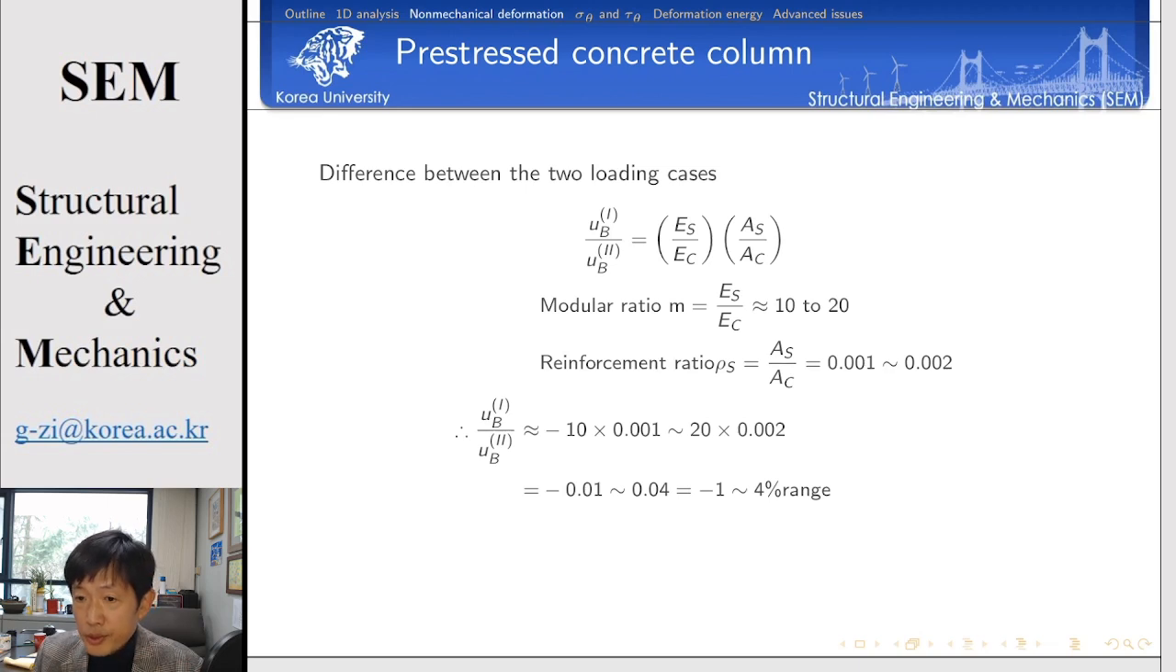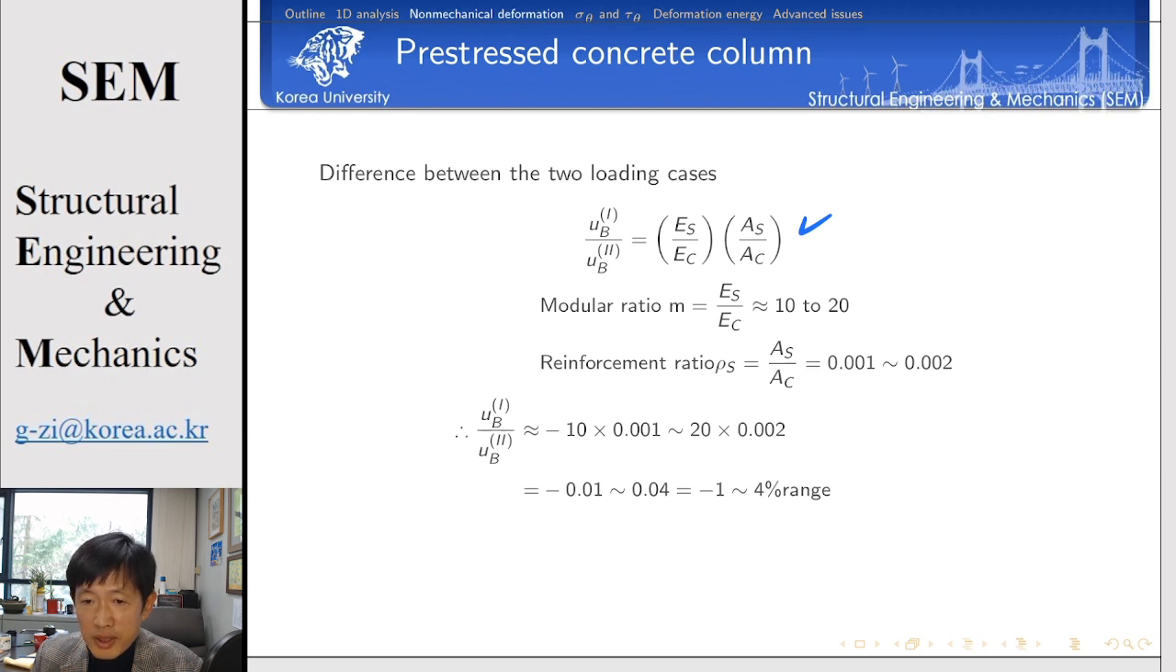Okay, so let's compare these two displacements together. Let's divide the nodal displacement of case 1 by the nodal displacement of case 2. Because we can cancel out all the common terms, we have this relation. The first term on the right-hand side, ES divided by EC, is the modular ratio, the relative ratio of the elastic modulus of steel to concrete. It is roughly 10 to 20. The second term is the reinforcement ratio, the area of reinforcement steel to the area of the concrete section. It's typically 0.1% to 0.2%.